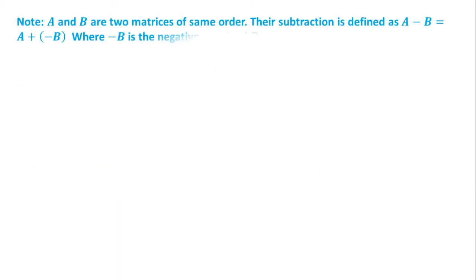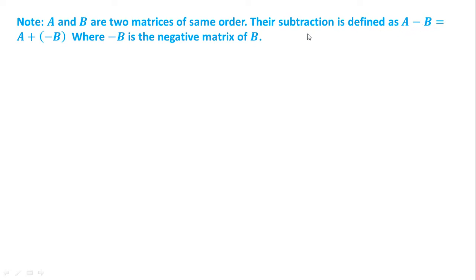Now what about subtraction? Subtraction is also possible in case of matrices. Just like addition, A and B are two matrices of the same order. Again, the order must be the same while taking subtraction of the matrices. Then their subtraction is defined as A minus B, or it can also be written as A plus (minus B). Minus B is the negative matrix of B. Just understand this very simple concept, A minus B.